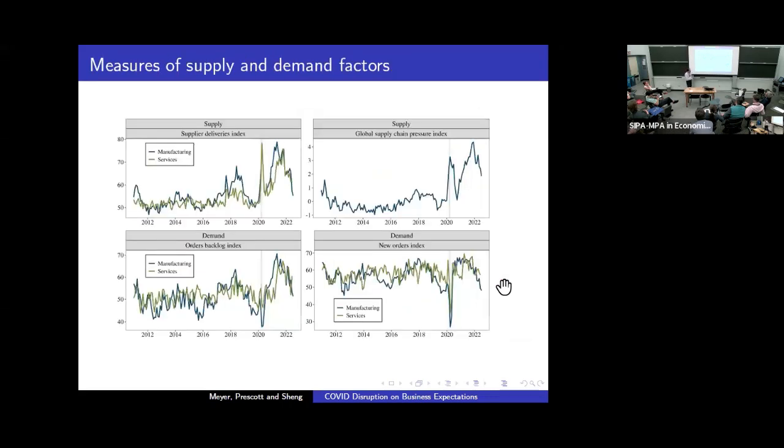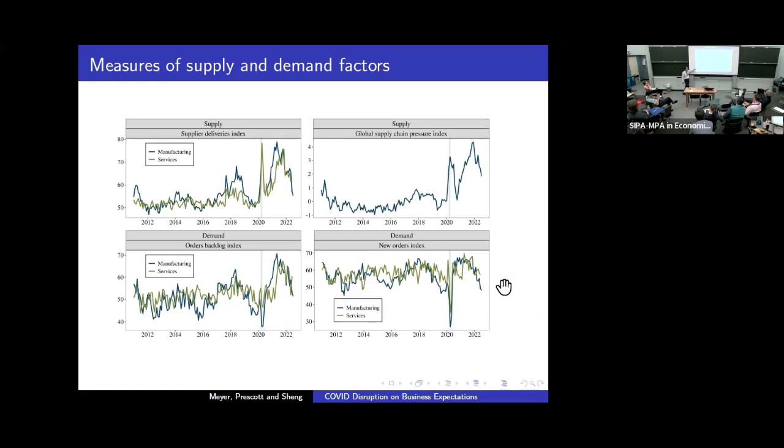But the potential problem is this: look at the two supply disruption indexes on the top. The left one is the ISM supply delivery index. The top right is the New York Fed Global Supply Chain Pressure Index. You see they increased a lot, especially since 2020.